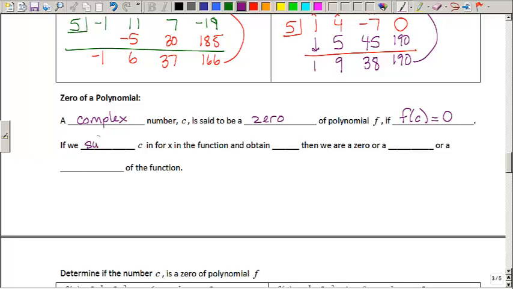If we substitute the c in for x in the function and obtain 0, then we can say that c is a zero or a root or a solution of the function. Zeros, roots, and solutions are three different ways of basically saying the same thing. If I plug this value into the function, I get out 0.